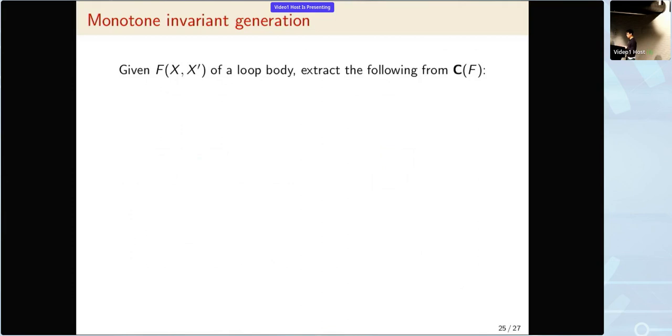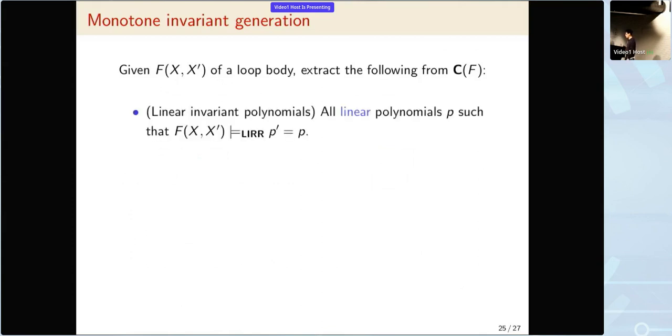If you have a loop body, you can encode it as a transition formula F over pre-state X and post-state X prime, and you extract the following from the consequence cone of F. First, the set of all linear invariant polynomials. So these are linear polynomials P, such that F entails P prime equals P. In other words, polynomial terms whose values do not change across iterations of a loop.